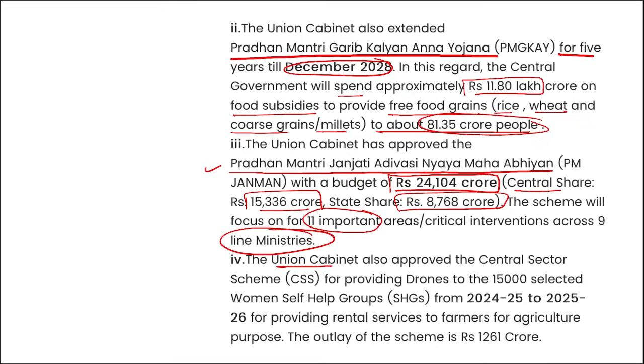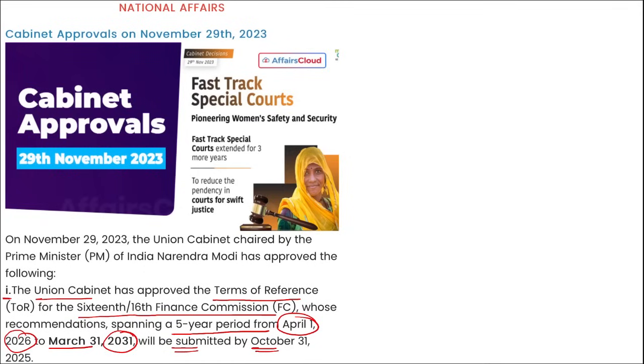Next, the Union Cabinet has also approved the central sector scheme for providing drones to 15,000 selected women self-help groups from 2024-25 to 2025-26 for providing rental services to farmers for agriculture purposes. The outlay of this scheme will be around 1261 crore rupees. These are some of the approvals provided by Prime Minister Narendra Modi, or we can say by the Union Cabinet.